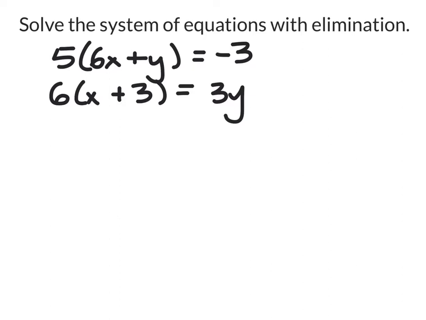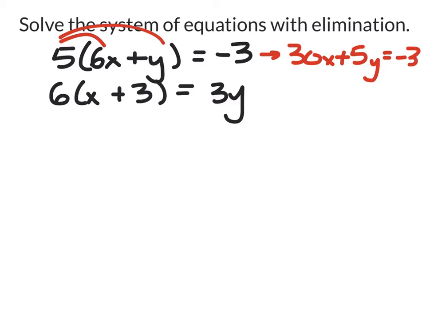But these are set up a little bit differently, and we do see the distribution right there, so I would want to get rid of that first, and we'll just do that directly. So on this first one, we're going to distribute the 5 right there. 5 groups of 6x would be 30x's. 5 groups of y is just a positive 5y there. And this is still going to equal negative 3.